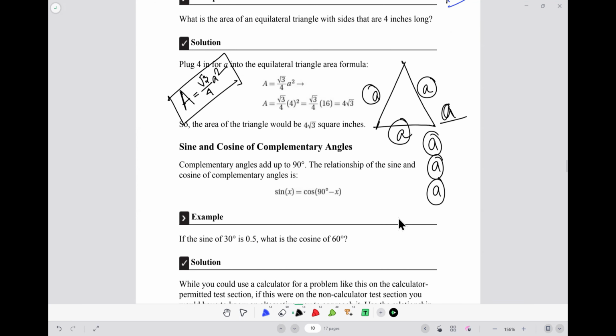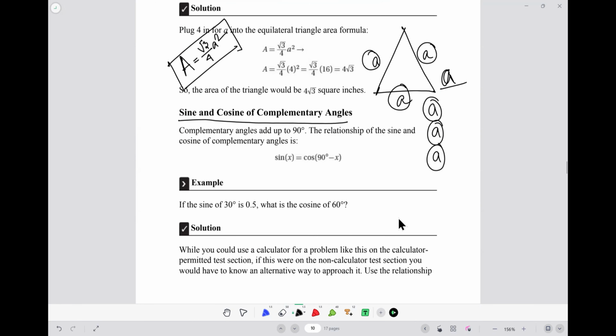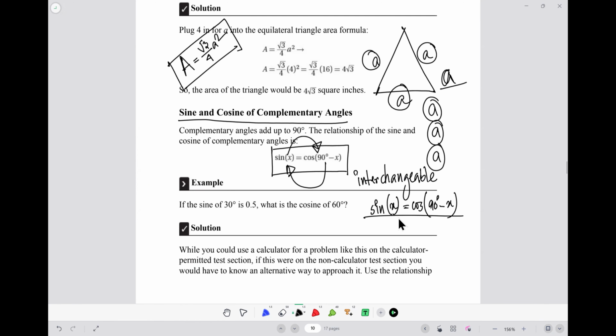Sine and cosine of complementary angles. This basically means that you can transfer the sine function to the cosine function, and you can also transfer the cosine function to the sine function. These two are interchangeable. In what terms? The law is sine of x equals cosine of 90 degrees minus x degrees. So this is basically the rule.